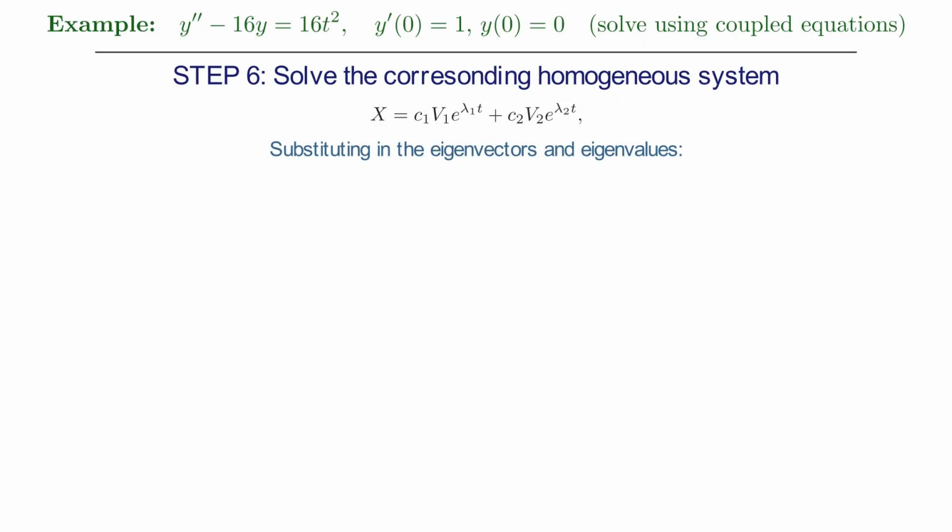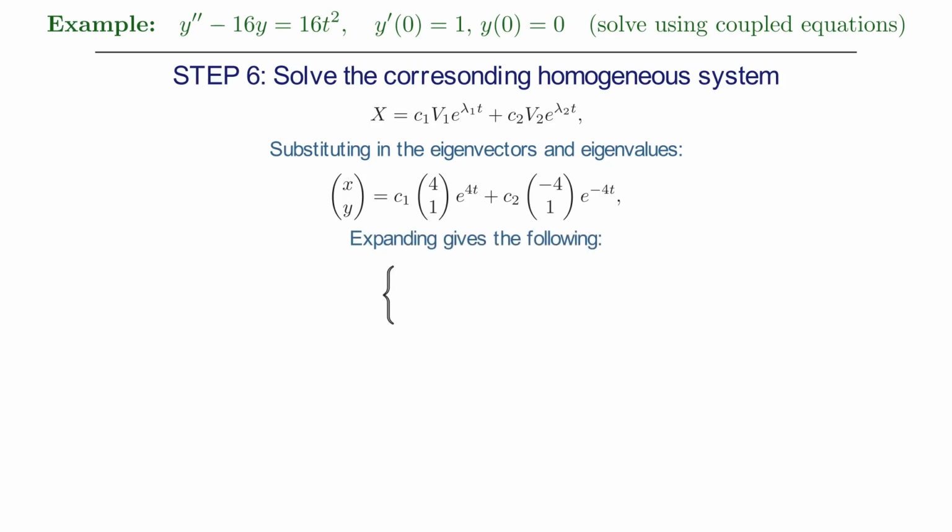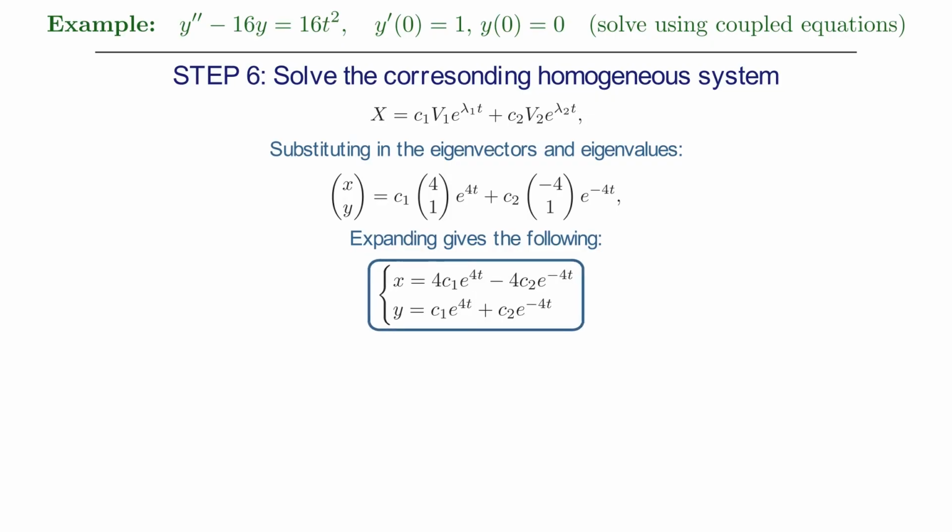So substituting lambda 1 equals 4, v1 is the eigenvector (4, 1), and substituting lambda 2 equals -4, v2 is the eigenvector (-4, 1). Reading off the equations, the first row gives us x equals 4c1 e to the 4t minus 4c2 e to the -4t, and the second row gives us y equals c1 e to the 4t plus c2 e to the -4t.